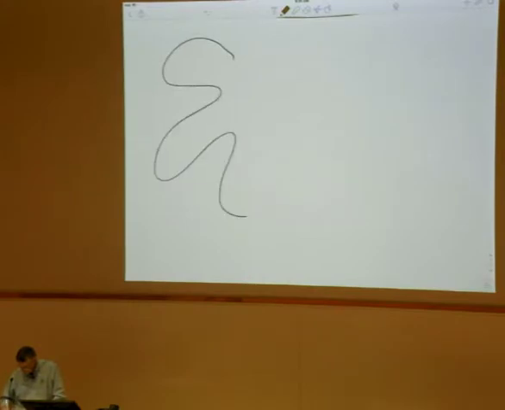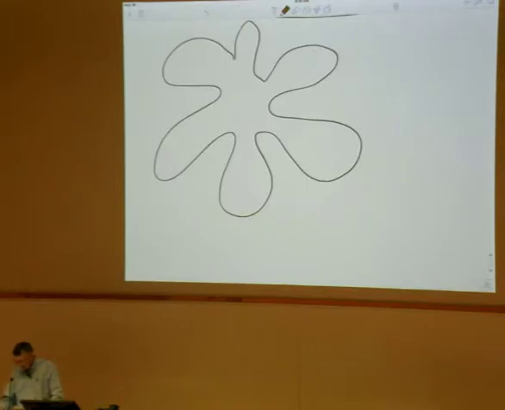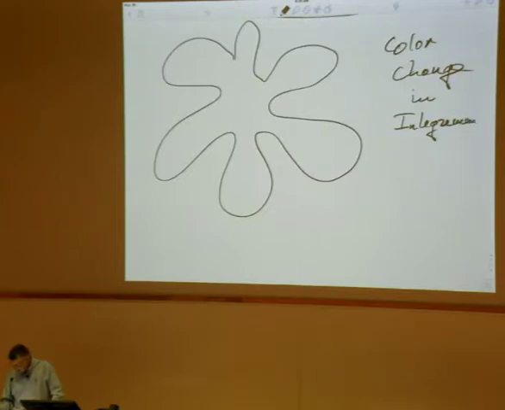Okay, I want to back up to something I didn't quite get to. I want to talk really briefly about another aspect of integument, since that's part of what we're doing here, and talk about color change.